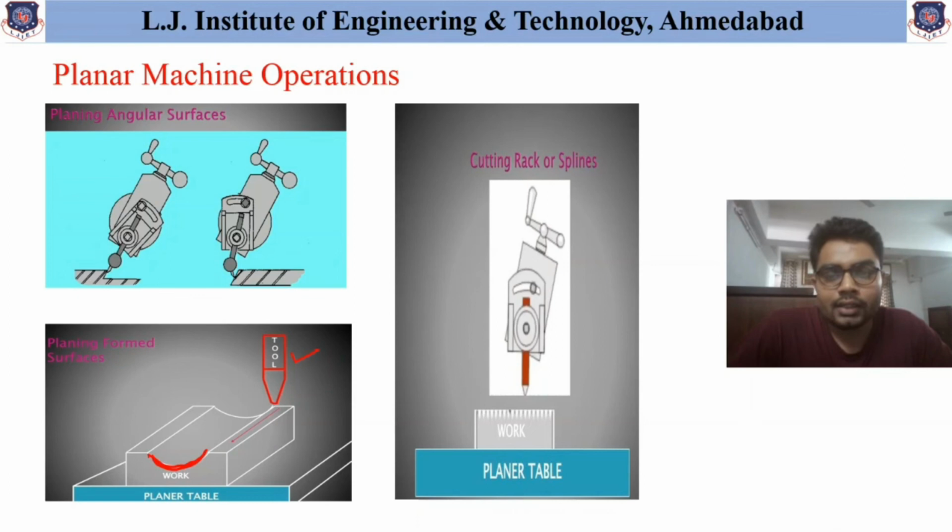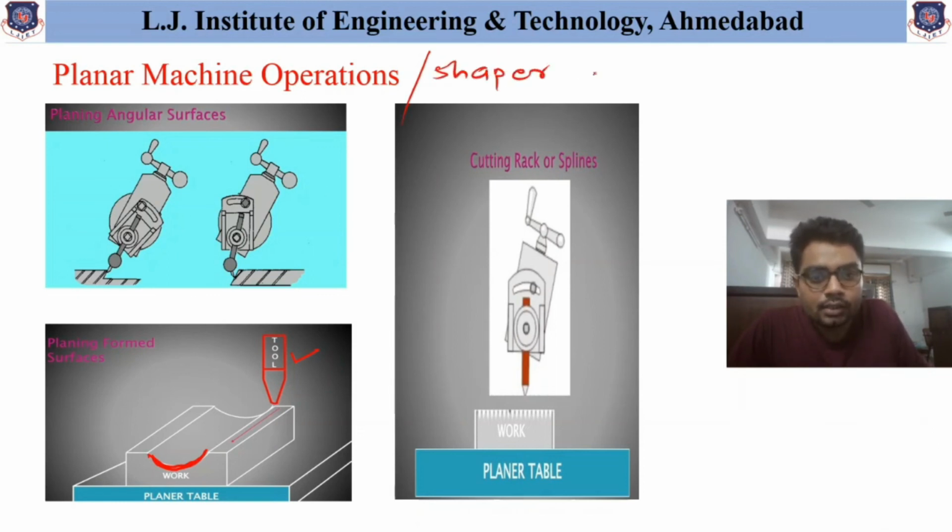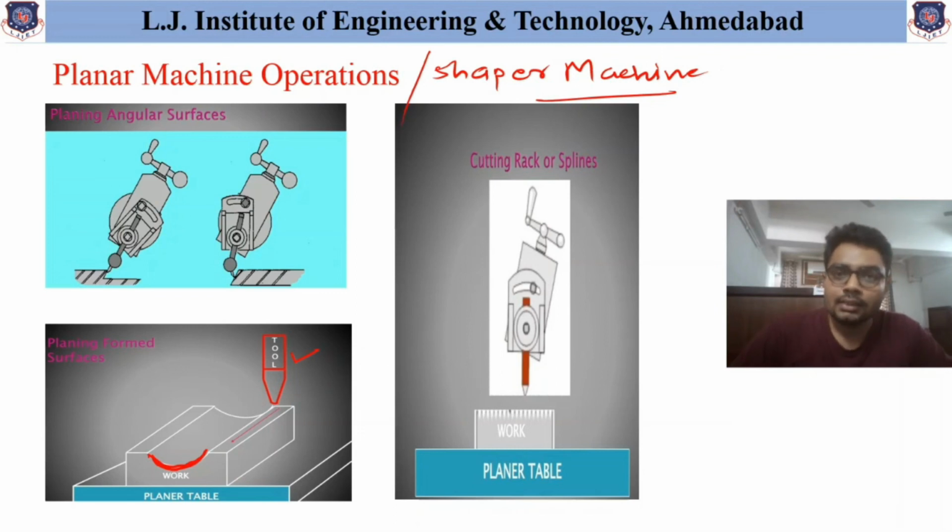But for our exam, the three main important operations are machining horizontal surfaces, machining vertical surfaces, and machining angular surfaces. The machining in the planer machine and in the shaper machine is similar. The planer machine operations are similar to those of the shaper machine, but the difference is that in the planer machine, the workpiece or table is given reciprocating movement, whereas in the shaper machine, the tool is given reciprocating movement. Other steps and methodology are similar in the shaper machine and the planer machine.